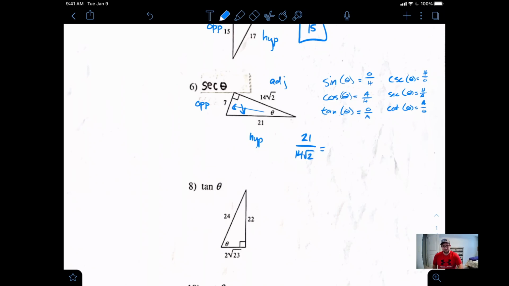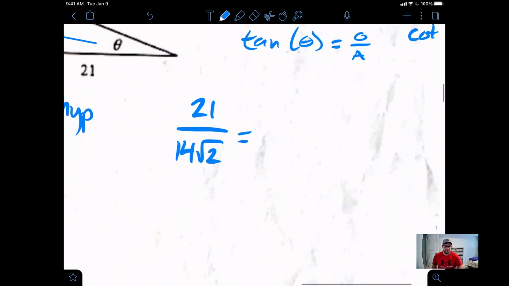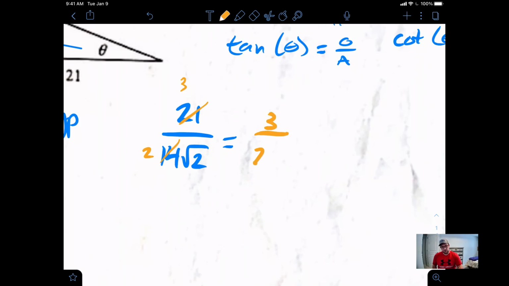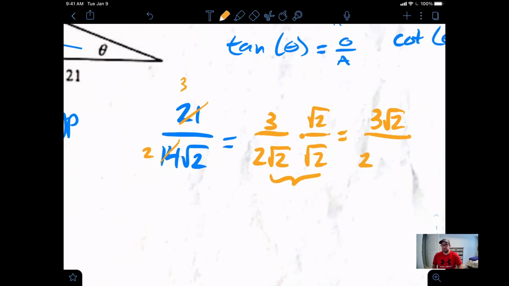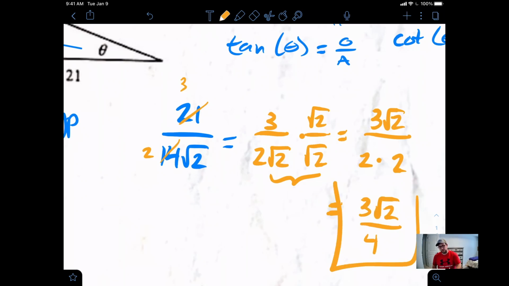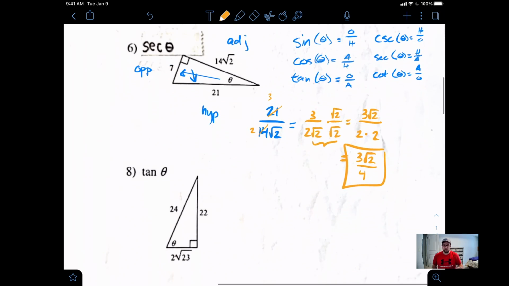Now we do have some simplifying to do. We can make this into 3 over 2, and then we're going to have some rationalizing. So 3 over 2 square roots of 2, we'll multiply by the square root of 2 over the square root of 2. This will give us 3 square roots of 2 up top. On the bottom, the square root of 2 times the square root of 2 will just be 2, so I will have 2 times 2, which is going to be 4. So 3 square roots of 2 over 4 will be my exact answer for that one.